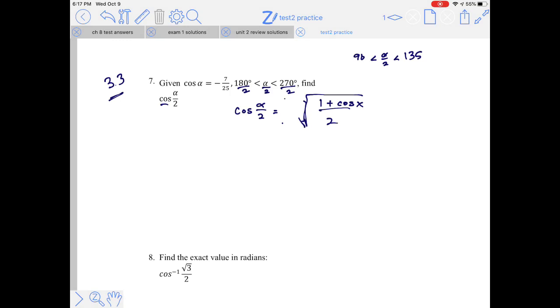So I want negative square root of 1 plus cosine alpha over 2. And I used x, that should have been alpha, sorry. But here's the nice thing, don't we already know what cosine alpha is? Yeah. Cosine alpha was given to us in the problem. It's negative 7/25.